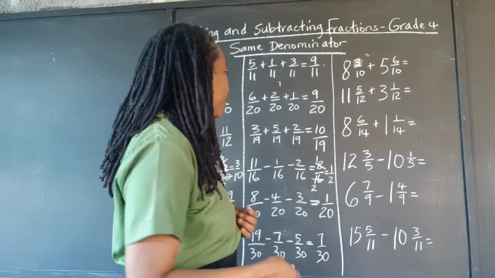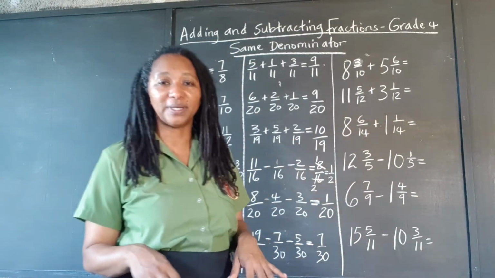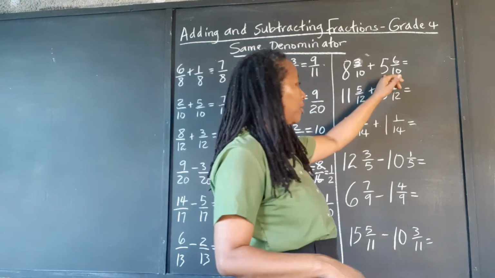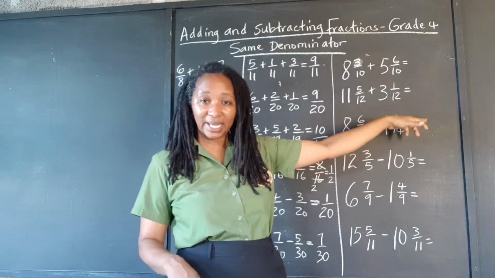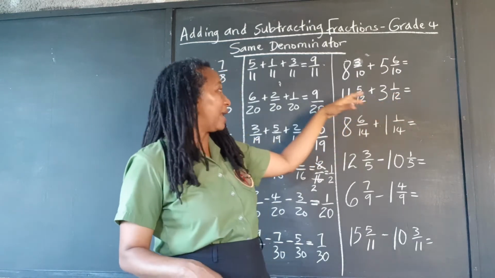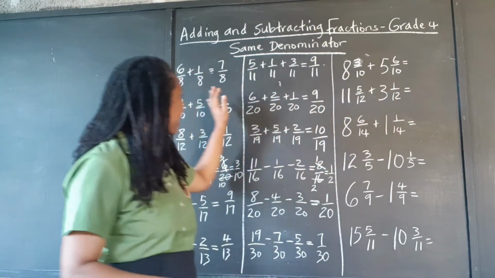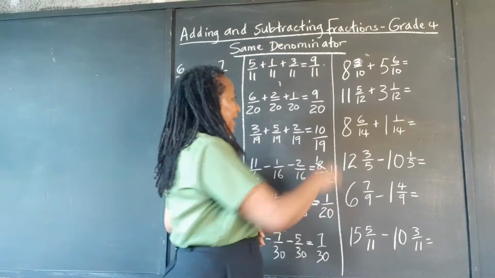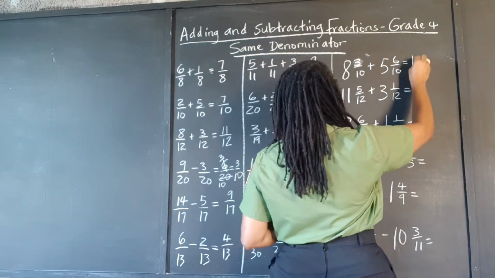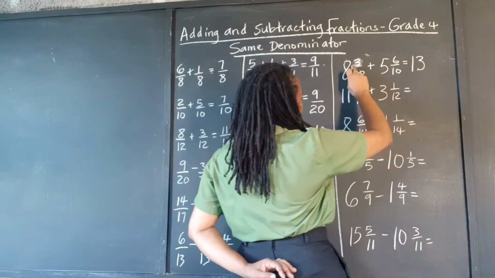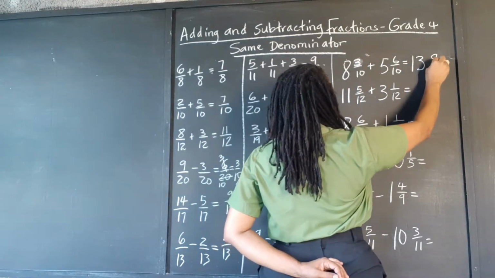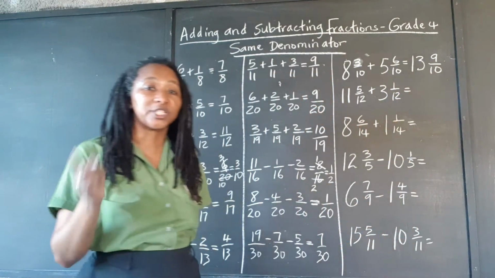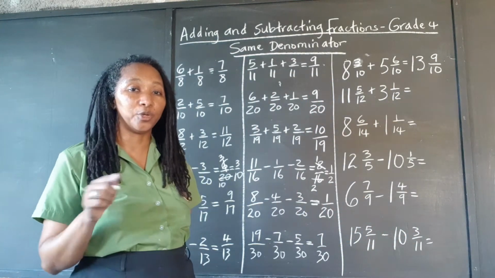So what we do, if they throw in some whole numbers at us, we simply add the whole numbers and put back that as a whole number, and then just proceed the way we did for the fraction part of it. So it will be 8 plus 5, which is 13, and 3 plus 6, which is 9, and we write back the 10. Remember, we don't add the 10. We've just put back the denominator.